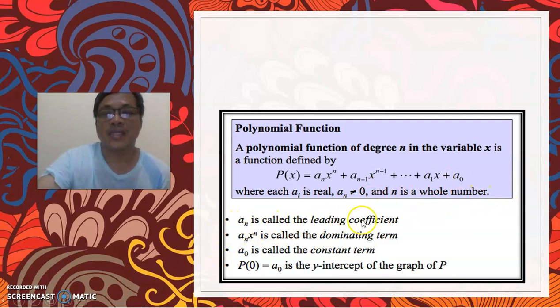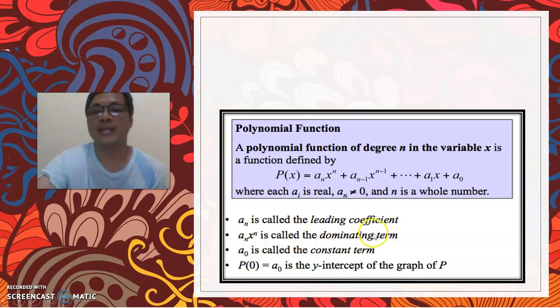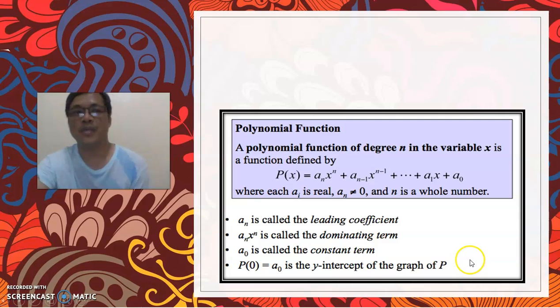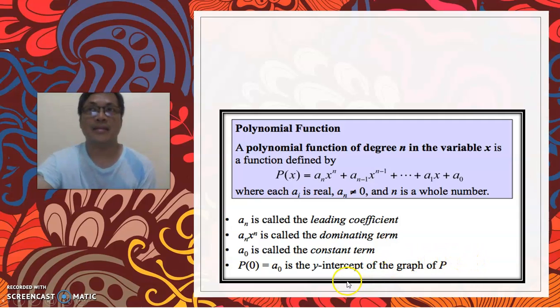A sub n is called the leading coefficient. A sub n x to the n is called the dominating term. A sub 0 is called the constant term. P of 0 equals a sub 0 is the y-intercept of the graph of P. Later, as we go on in our topic, we will also discuss the graph of polynomial functions.